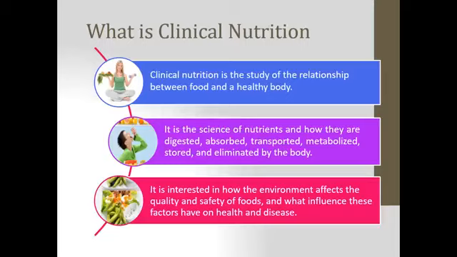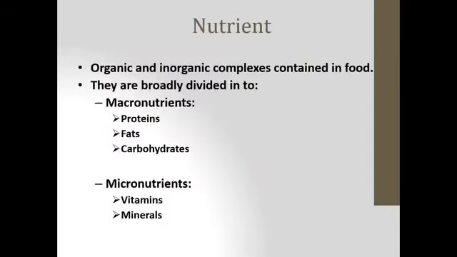What is clinical nutrition? It is the science that interprets the nutrients and other substances in food in relation to maintenance of growth, reproduction, health and disease of an organism. The nutrients are organic and inorganic complexes contained in the food. They are broadly divided into macronutrients, which are proteins, fats and carbohydrates, and the second one are the micronutrients, which are vitamins and the minerals, which are essential for the body.